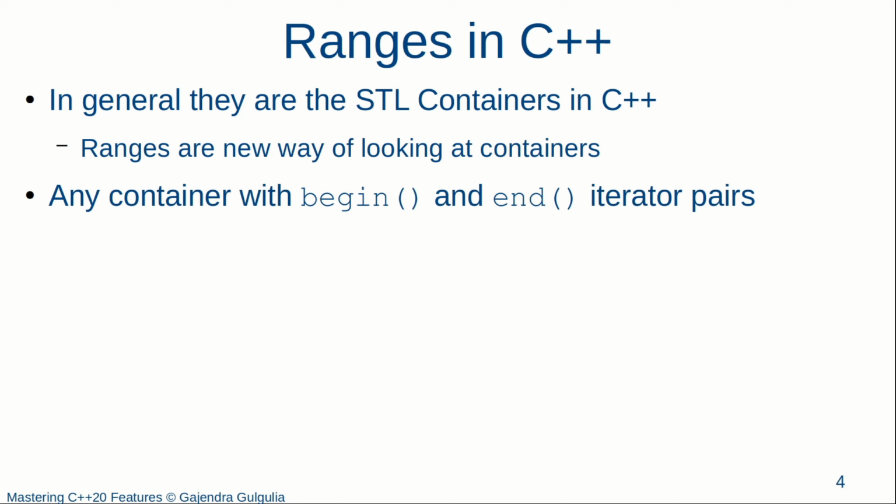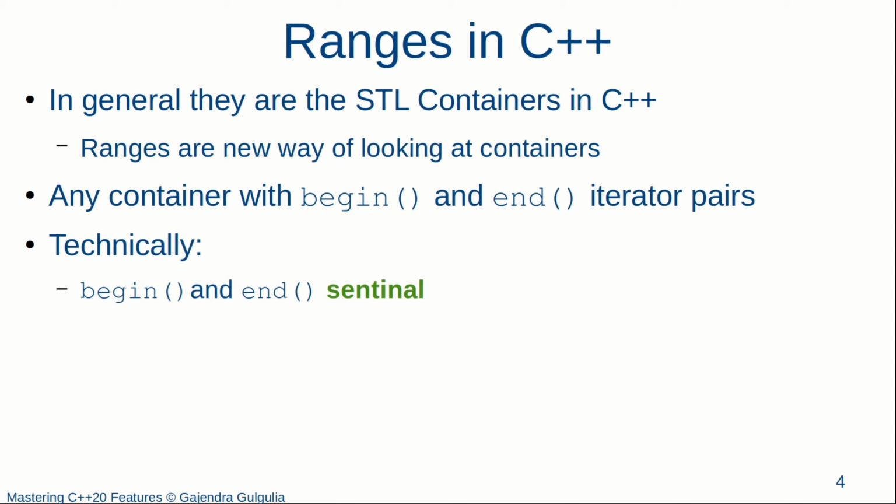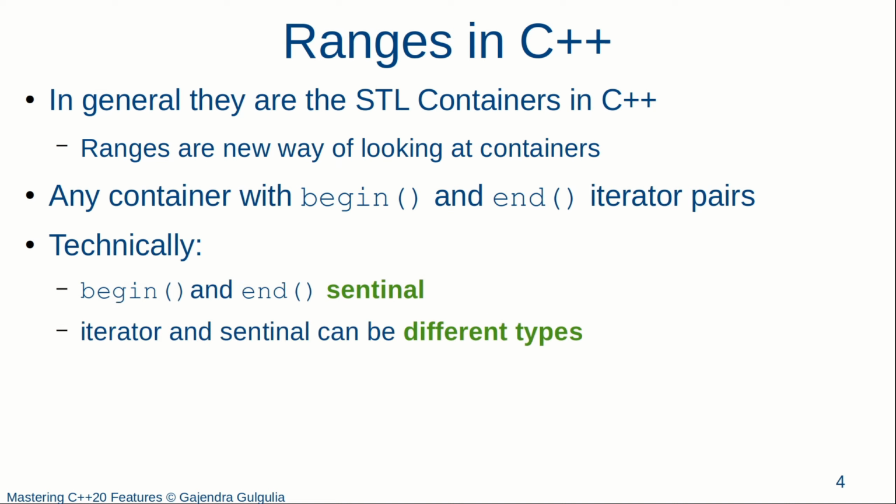Technically, a range container must provide a begin iterator and an end sentinel. The idea behind this is that begin iterator and end sentinel need not be of the same type. We will look at the details of this in the upcoming lectures.